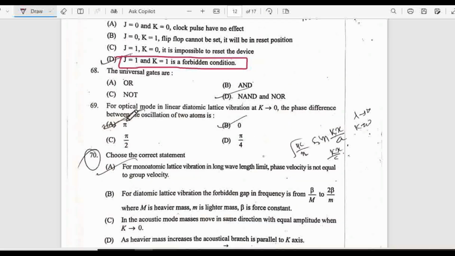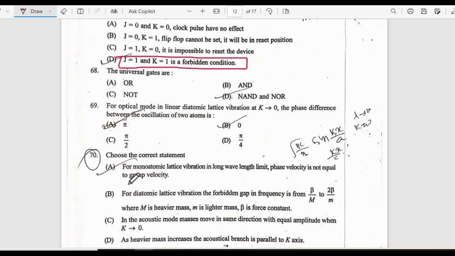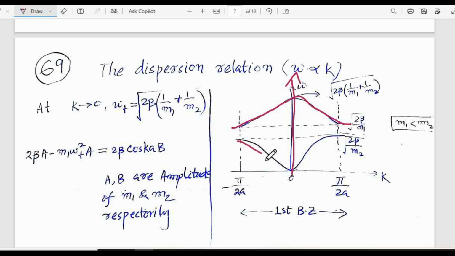This is the 69 question. You see the dispersion relation. When k tends to 0, omega positive, you see this graph, this is the important graph, this is the dispersion relation omega versus k. This graph is for the optical branch, it is given also for the optical branch. This is written as optical mode, and this lower graph is for the acoustic branch, sound related. This is for electromagnetic wave related. So what you have to find?